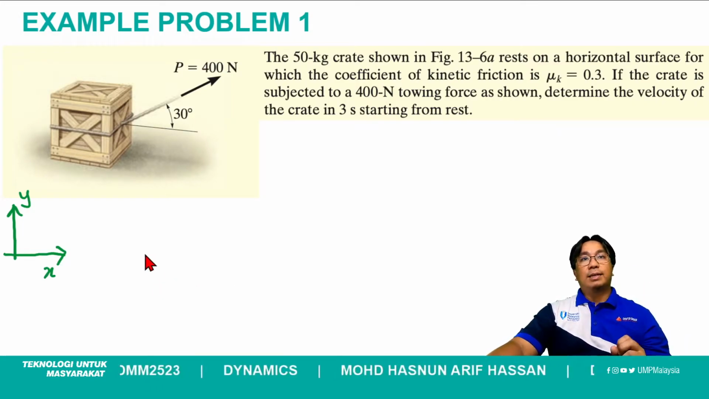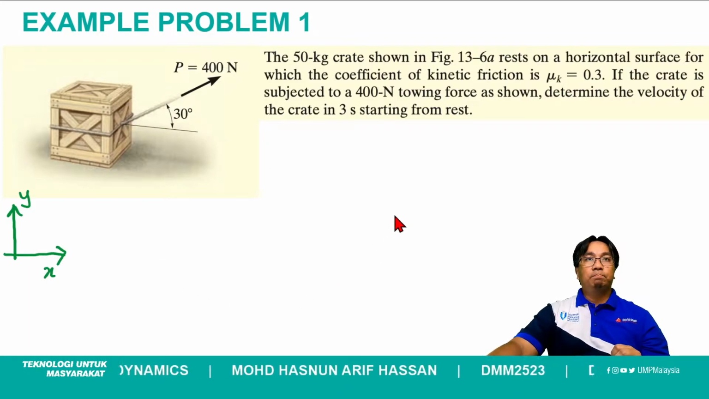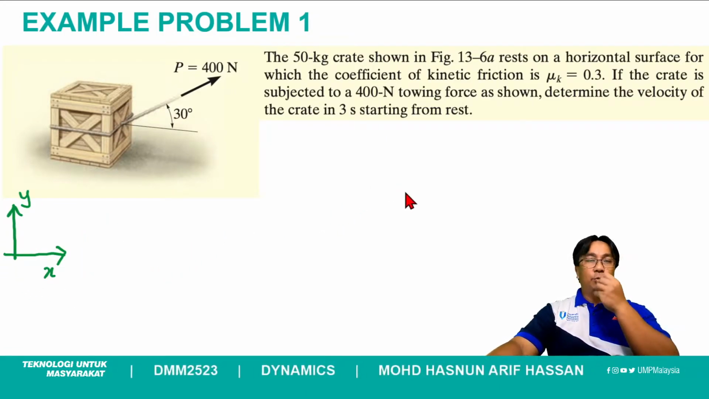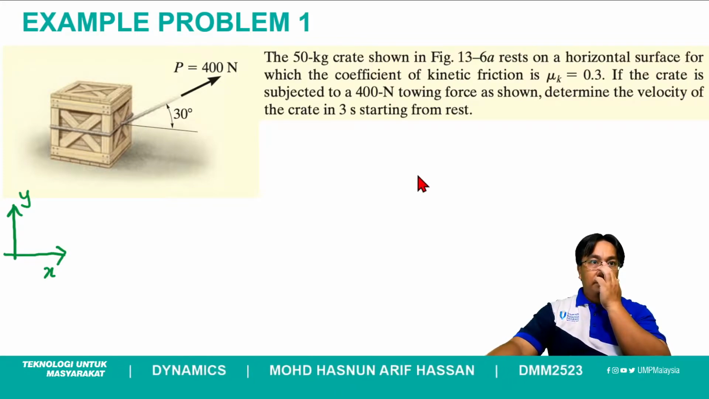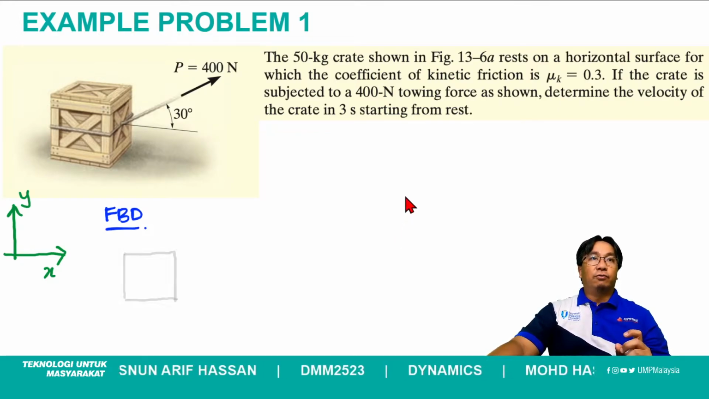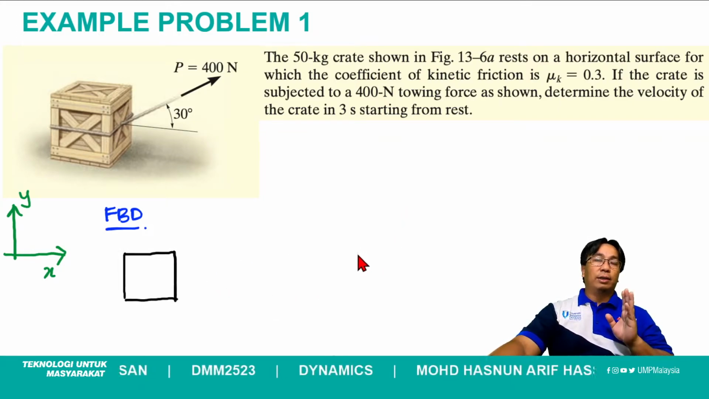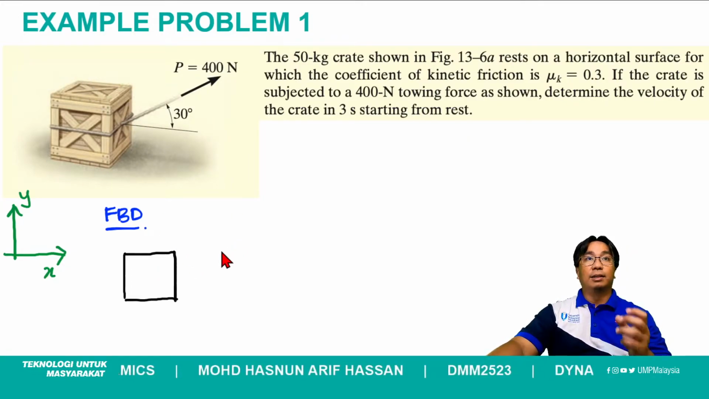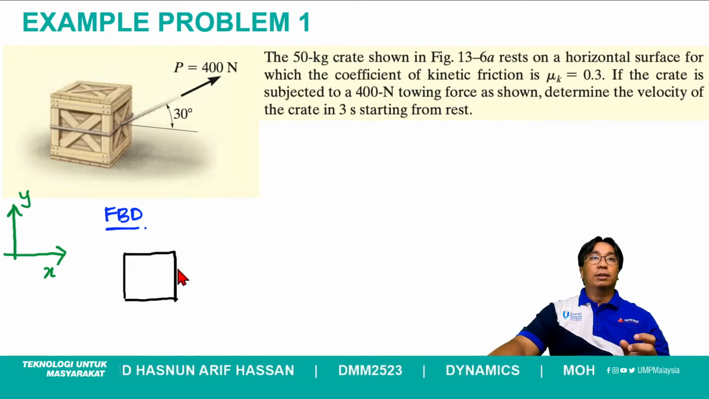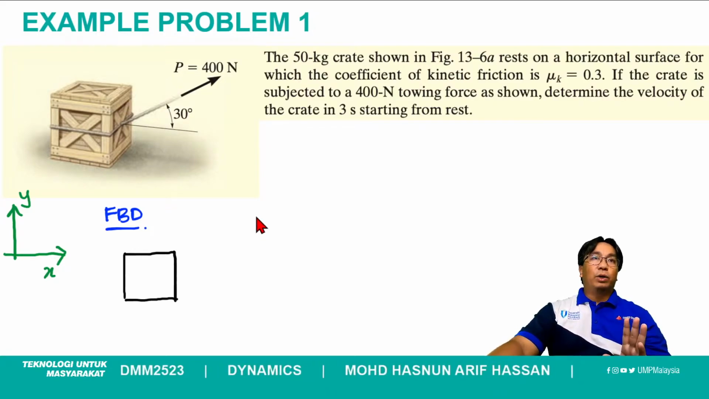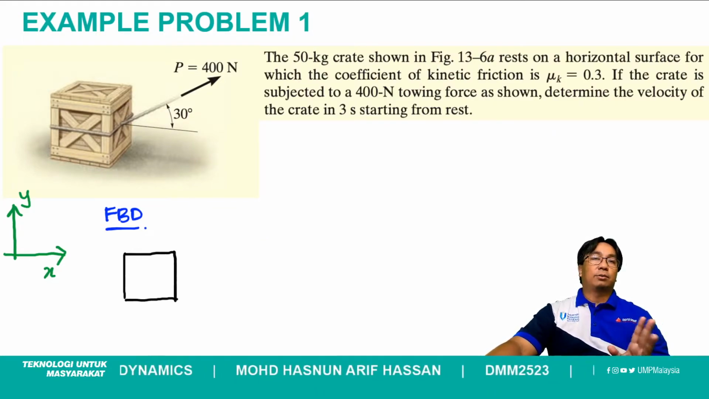Okay, what is the second step? After we have established our coordinate system, what is the next step to do? FBD, correct. To draw the free body diagram. Good. So the free body diagram, we will draw it as a two-dimensional box lah. Walaupun box ni dalam gambar dia lukis sebagai 3D, kita draw as a 2D gambar, two-dimensional picture. Okay, what are the forces acting on the box?